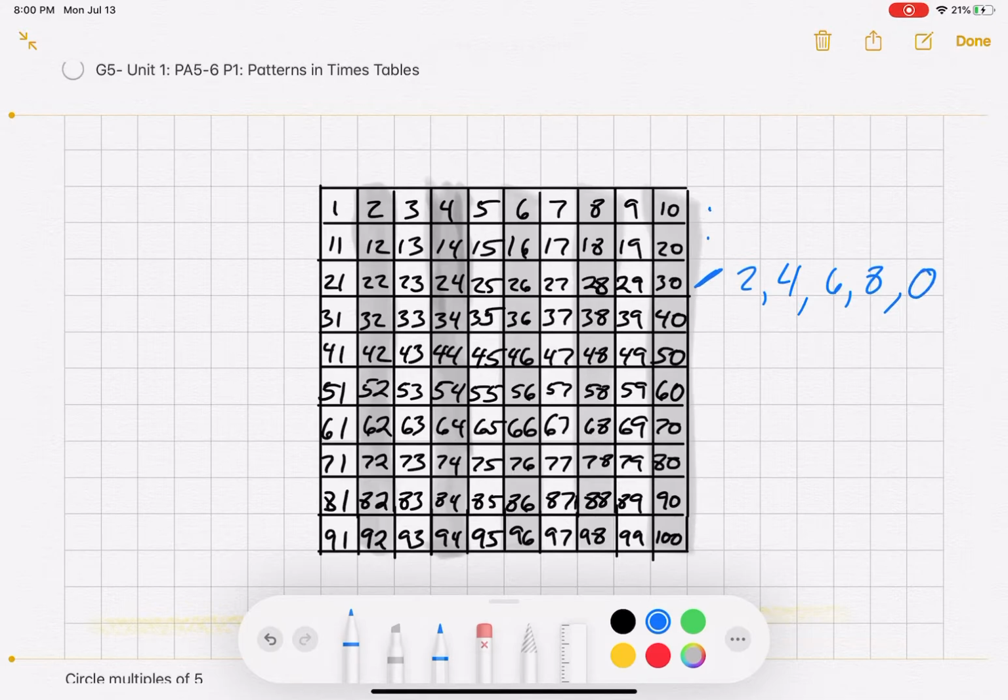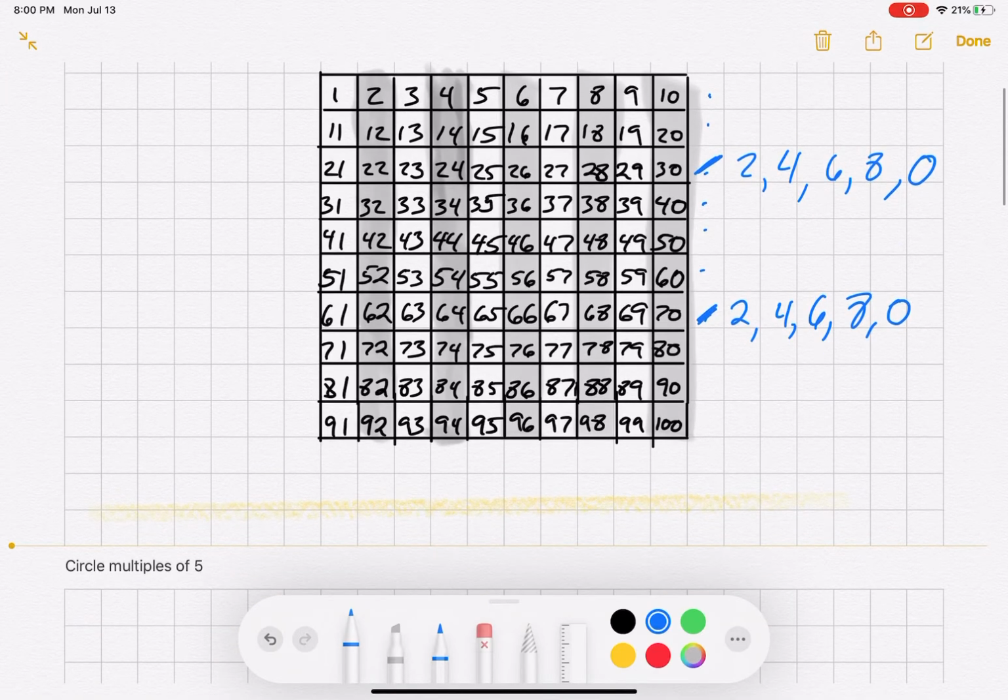All right, now look at row 7. So that's 3, 4, 5, 6, 7. And what are the numbers in the ones digit? So it's 2, 4, 6, 8, and 0. Now I want you to look at all of the rows and see what the pattern is there. All right, so I'm hoping you notice that they're all 2, 4, 6, 8, 0.